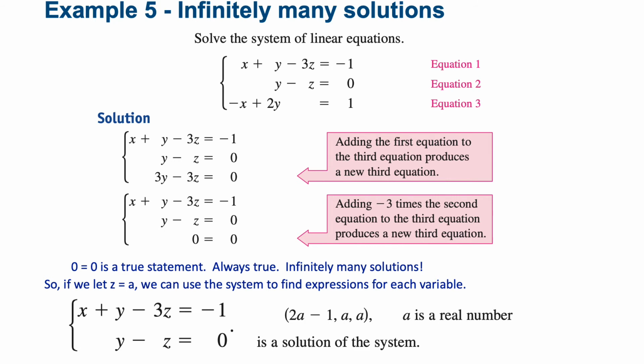And let's say we want to express one of the solutions. So we could do, if we let z equal a, where a could be a real number, we could use that system to find expressions for each variable. For example, if z is equal to a, and we solve for y, we would get that y is also a. And if we plug that back into the first equation, so it'd be x plus a minus 3a is equal to negative 1, and we solve for x, we would get 2a minus 1, a, and then a, and that would be a solution to the system. But it could be anything, so it's infinitely many solutions.